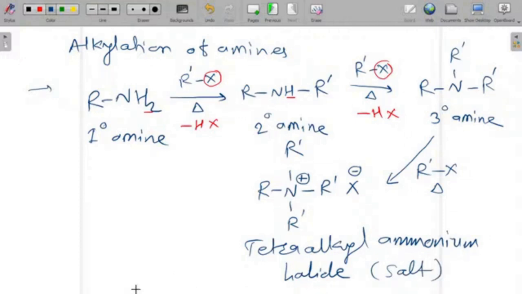So if you want to stop this reaction at secondary amine or tertiary amine, you have to add accordingly the moles of this alkyl halide into the amines. So alkylation is also called exhaustive alkylation reaction, or Hofmann exhaustive alkylation. Exhaustive means all the hydrogen atoms along with the lone pair of electrons present on the nitrogen are all replaced by the R group, alkyl group. That's why it is nothing but the exhaustive alkylation.